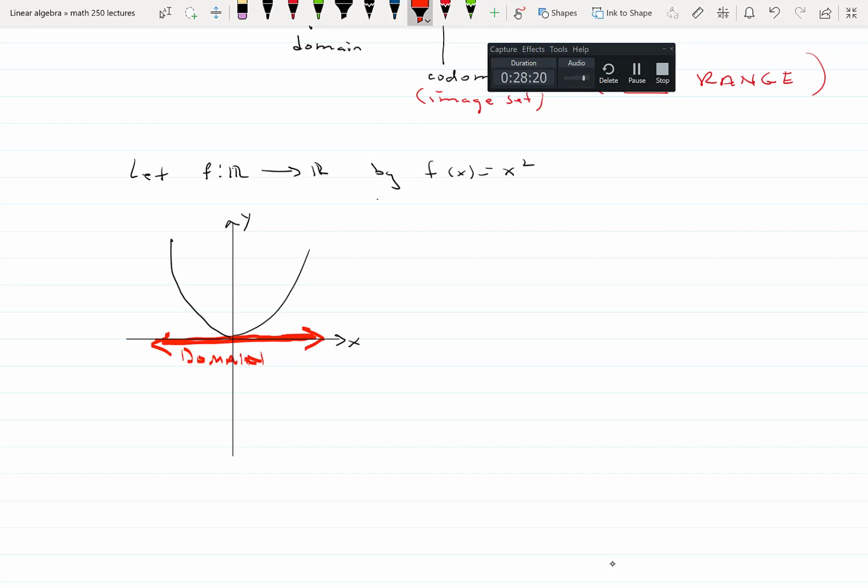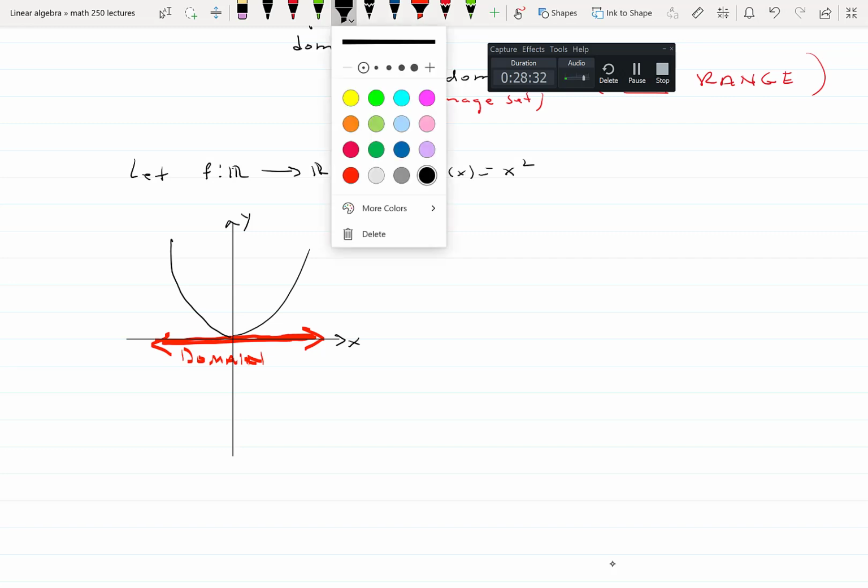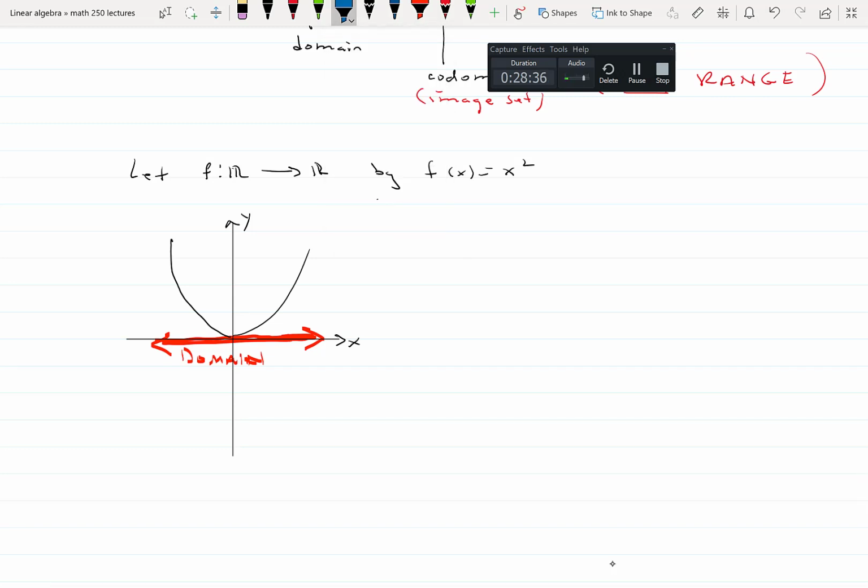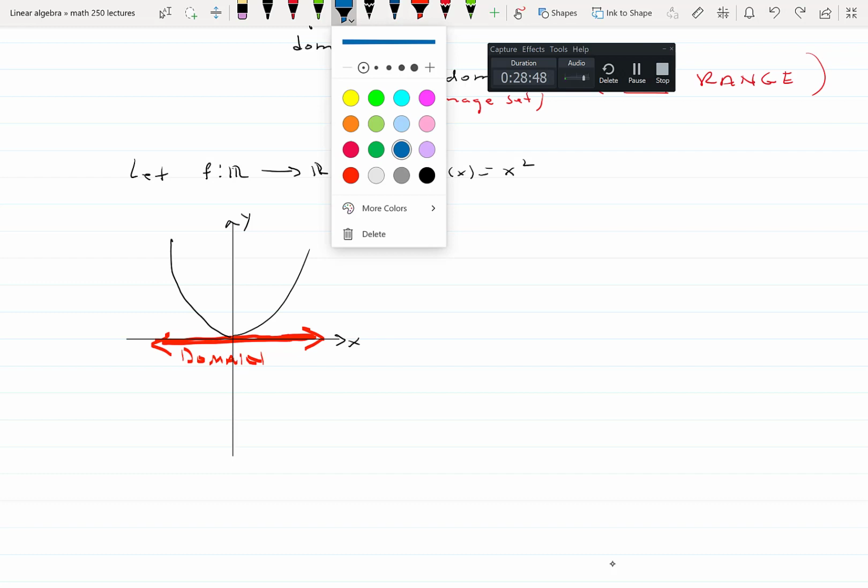What's the range? Well, the range is what comes out of the function, the set of all y values that get used by the function. So let's put the range in a different color. Let's put the range in blue. None of the negative y values are used in the range, so the range is up here. I'm going to clean that up a little bit. Here's the range.